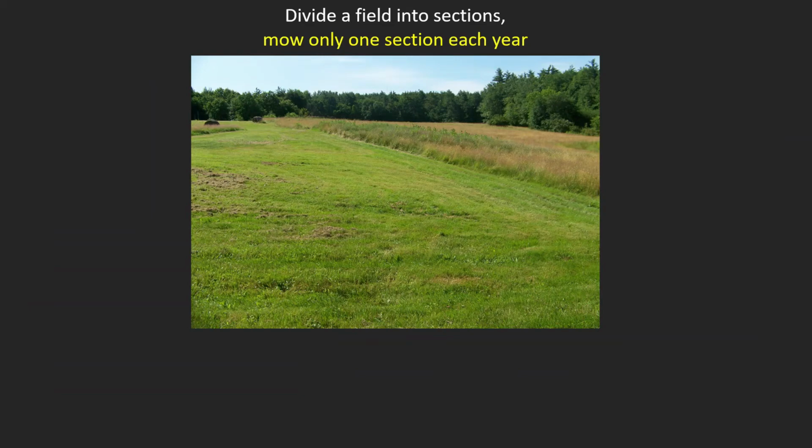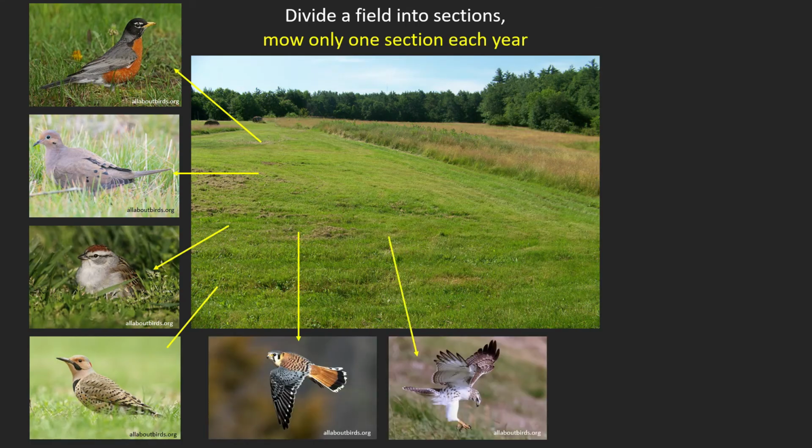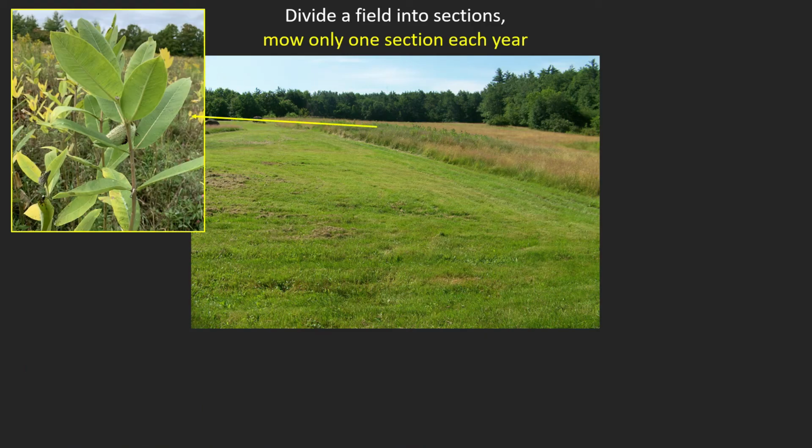A way to further enhance habitat diversity is to divide a field into sections and then mow the different sections in different years so that you never mow the entire field all at once. Here, the recently mowed short grass areas provide ideal foraging habitat for American robins, mourning doves, chipping sparrows, and northern flickers. And in large openings, this short grass may provide hunting habitat for American kestrels and red-tailed hawks.